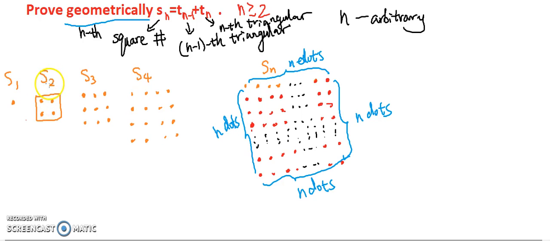So for example, S_2. If n equals 2, then n minus 1 is 1. So we need to show S_2 equals T_1 plus T_2. T_1 we know has 1 dot, and T_2 has 3 dots. So we want to show 4 dots can be divided into 1 dot and 3 dots. How do we divide the dots? The easiest way would be to just put a line right here. How do you draw the line?